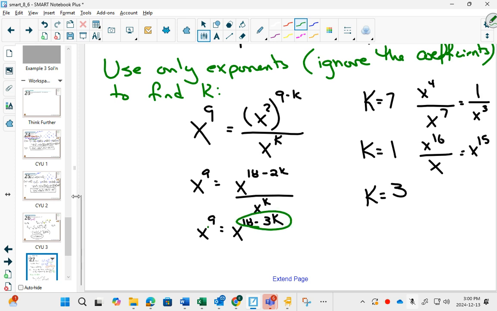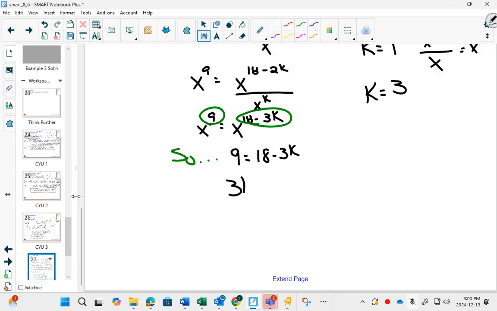And then just like in our exponents and logs unit, since the bases are the same, does it make sense that your exponent, the 9, has to equal 18 minus 3k? Bring the 3k to this side, the 9 to this side. Divide. And you would get k is 3 that way as well.